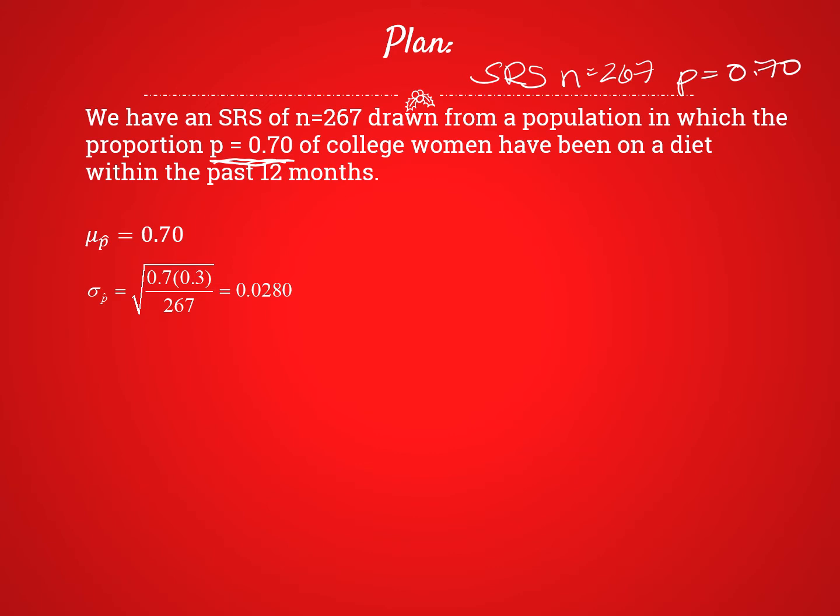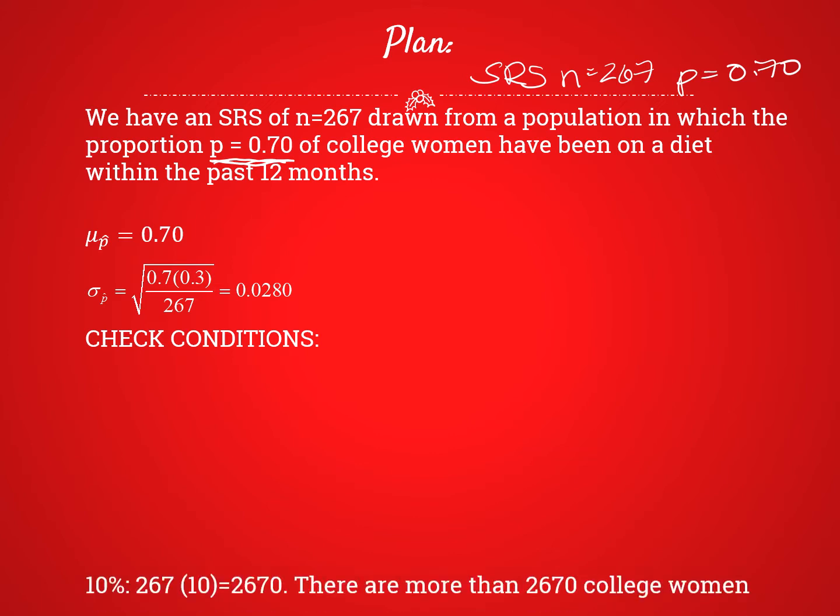Oh, but we are not done yet. Remember how we said we have to check conditions? This is the biggest part of the plan from here on out. I can only do a z-score if I know that this is normal. And I can only calculate my standard deviation if I know that things are independent and that the proportions aren't going to change. So we're going to check our conditions, and this always goes in the plan portion.